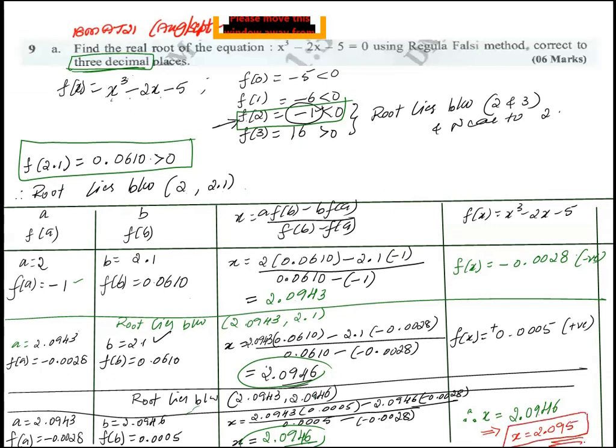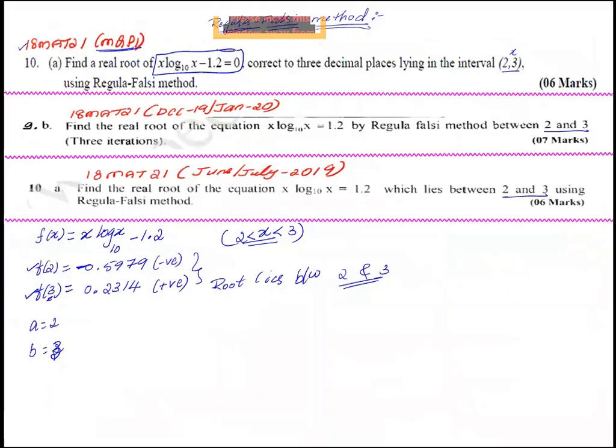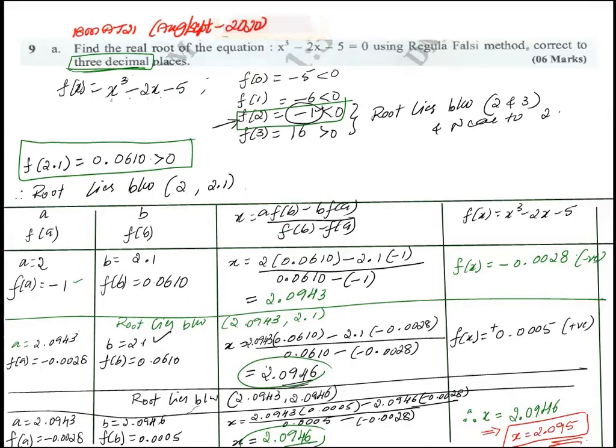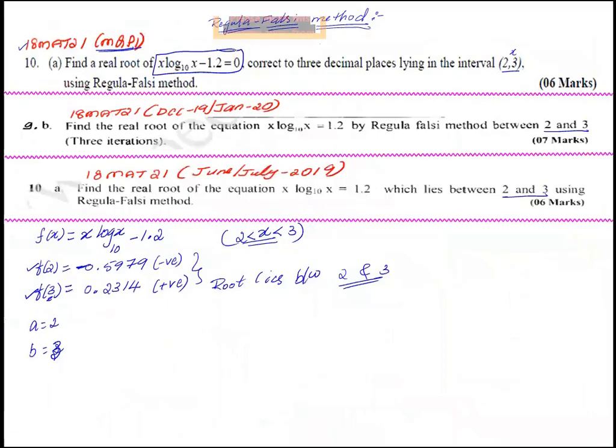2.095 as the final answer. And this completes 3 problems, and one is repeated 3 times, so totally 5 problems from the August 2020 question paper, model question paper, and December 19, June 19 question papers. Thank you.